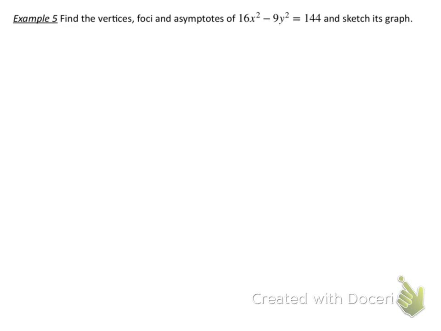Now look at an example. Again, the equation is given. We want to graph it. We need 1 on the right hand side. So that's what we do. We divide everything. This time, again, you have x squared over 9 minus y squared over 16 equals 1.